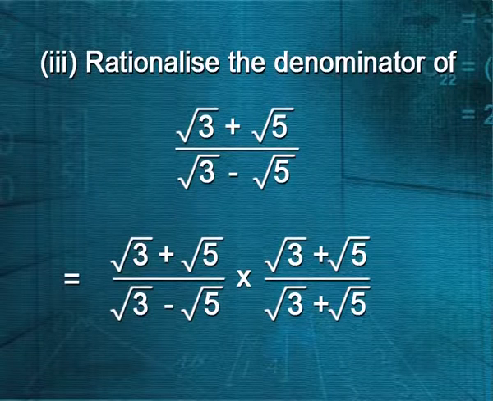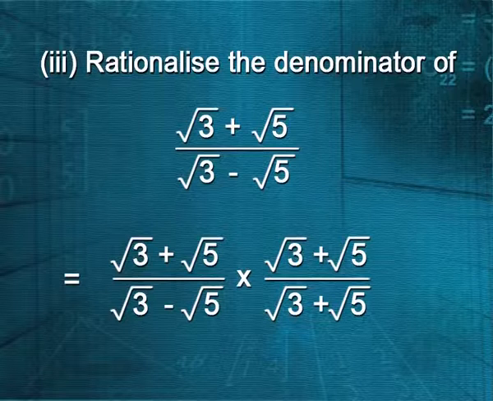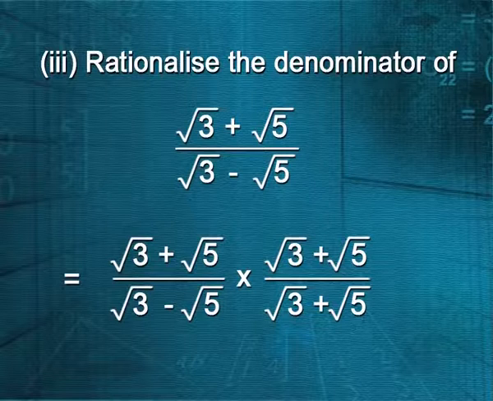Now, look at the denominator. Denominator is root 3 minus root 5 and root 3 plus root 5. These are conjugates. Therefore, the product will be, applying the formula, a plus b into a minus b is equal to a square minus b square. Therefore, this is equal to root 3 square minus root 5 square, which is 3 minus 5.